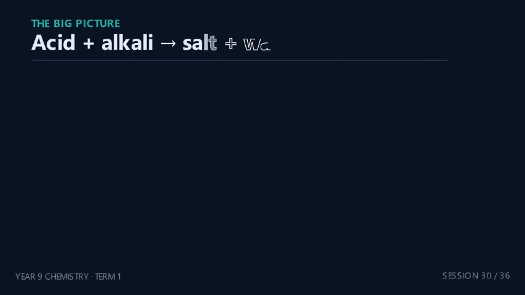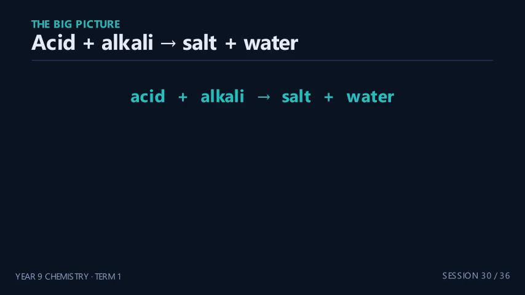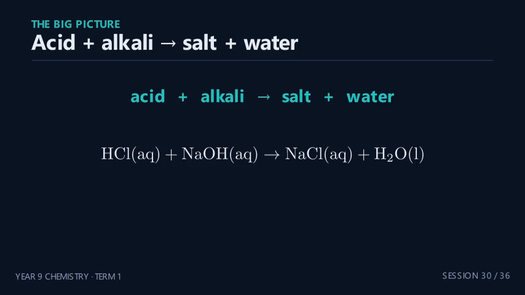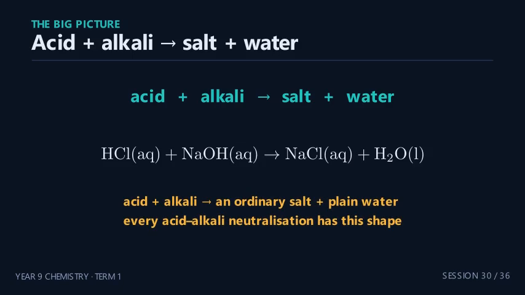Let's start with the big picture. Neutralization is the reaction of an acid with a base. When the base is an alkali, the general pattern is beautifully simple. Acid plus alkali gives salt plus water. Here's a real example. Hydrochloric acid plus sodium hydroxide gives sodium chloride plus water. The acid and the alkali react, and out come an ordinary salt and plain water. Every acid-alkali neutralization follows this same shape.